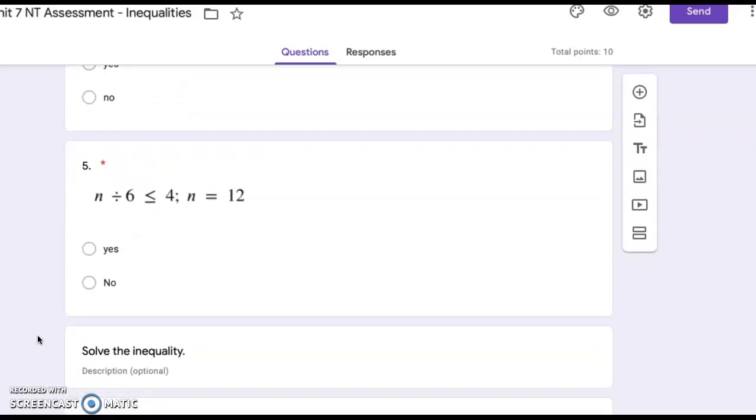Number 5. N divided by 6 is less than or equal to 4 when N is equal to 12. So you're going to plug in what N is into the inequality and tell us whether that is a solution of that inequality.